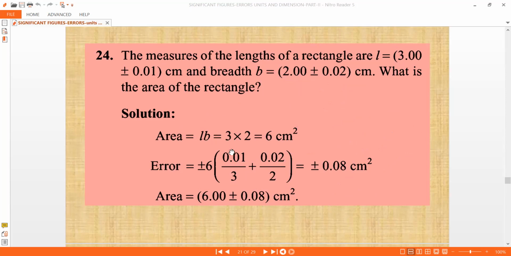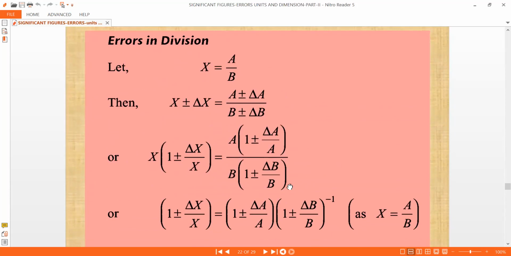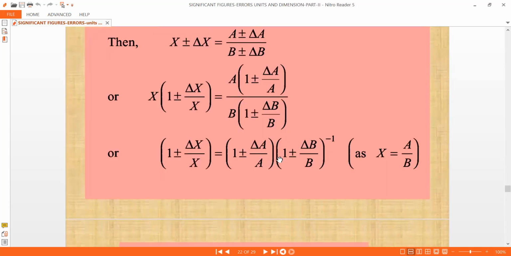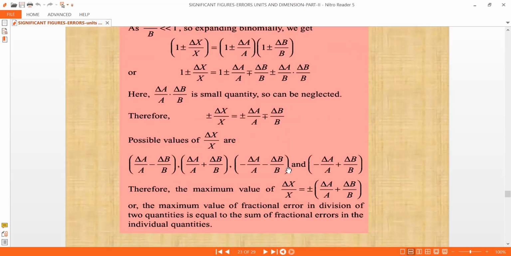Now, let us go for errors in division. As I told you, once you have division, it will follow the same rule as that of the product.